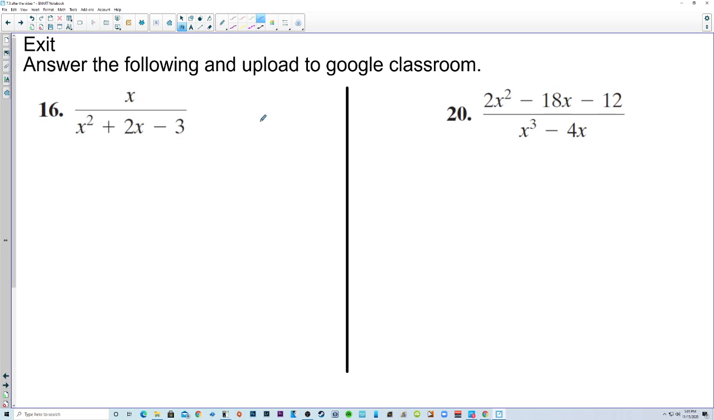Answer the following and upload to Google Classroom. You know what I'm going to do? At the time I made this, I didn't have the answers on here. So I'm going to put the answers on here, and I'm going to save this for class. If you got any questions, make sure you just come see me, and I'd be happy to do these or any others for you.